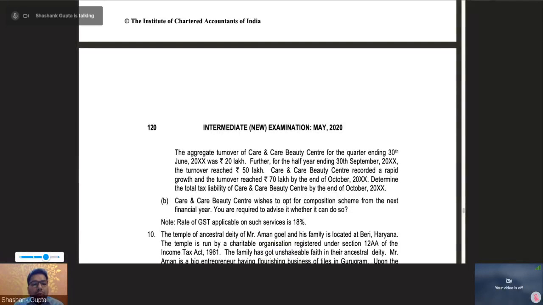In question 9B, they ask: Care and Care Beauty Center wishes to opt for the composition scheme from the next financial year. You are required to advise it whether it can do so. Of course, since Chanchal is engaged in the provision of services and turnover has reached 70 lakhs, no option is available. Next is question number 10.